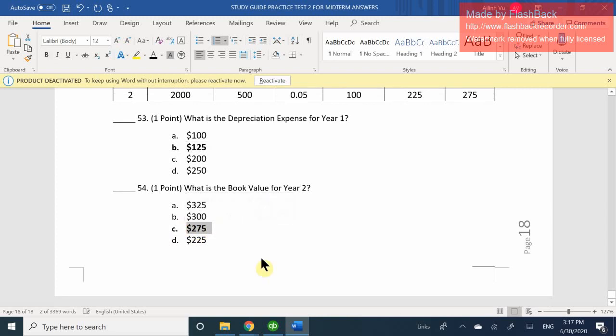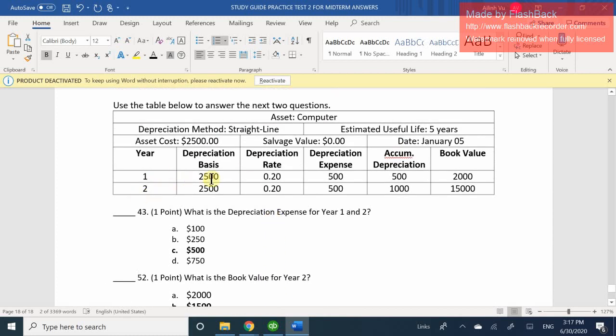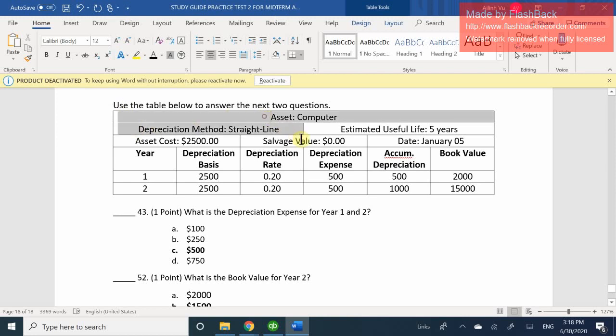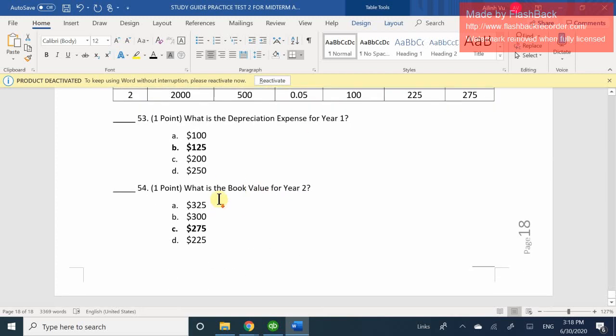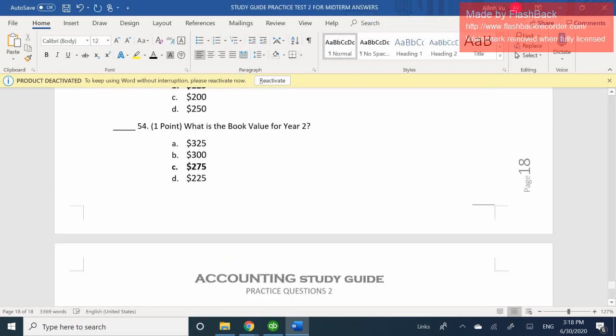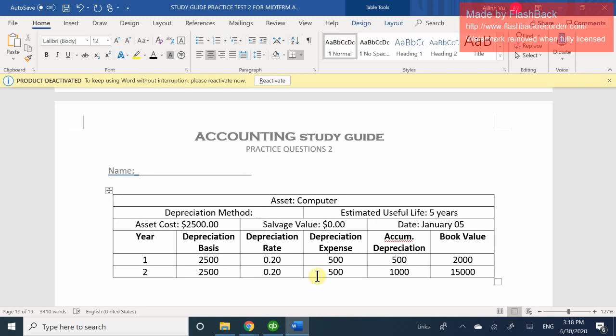So actually, let's just do this real quick. I'm going to go ahead and backtrack. This was 2,500. So what if I were to give you this, but instead of the problem being straight line, what if I said this was double declining? We'll just take a really quick stab at it as an example. If I said this was double declining, that'll be 40%.